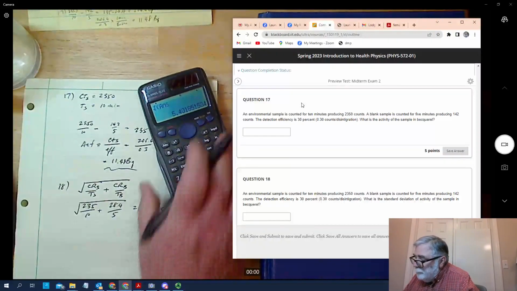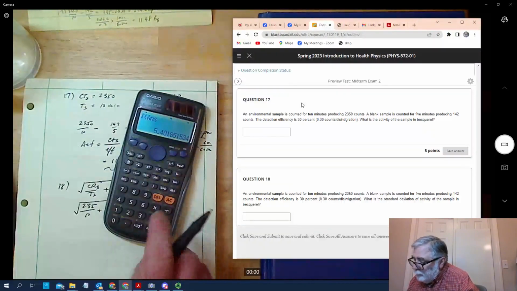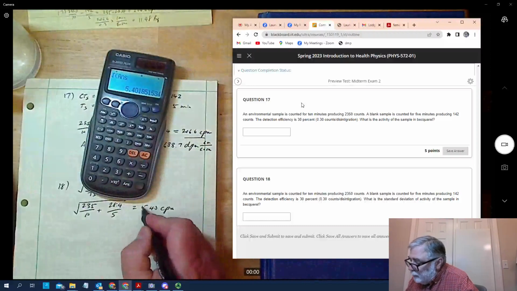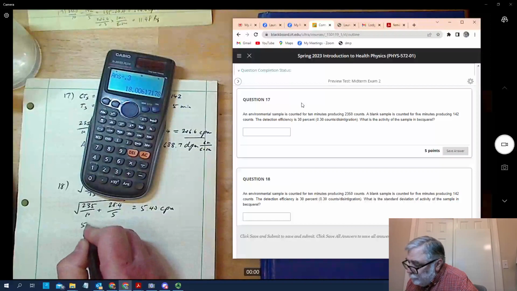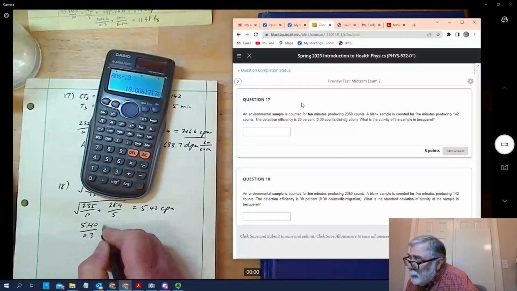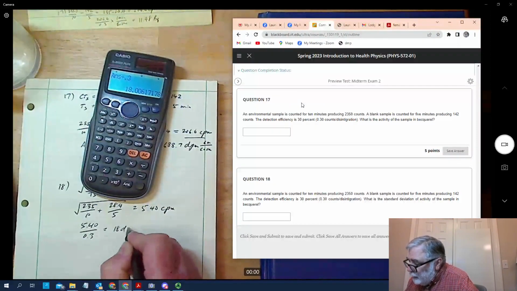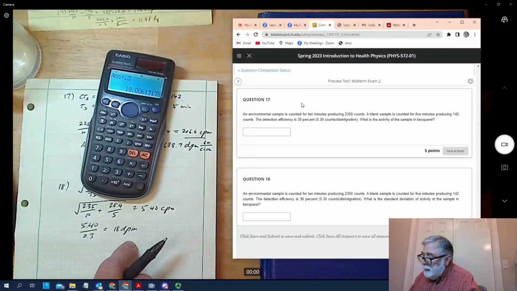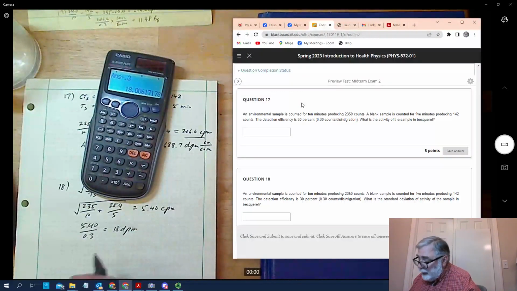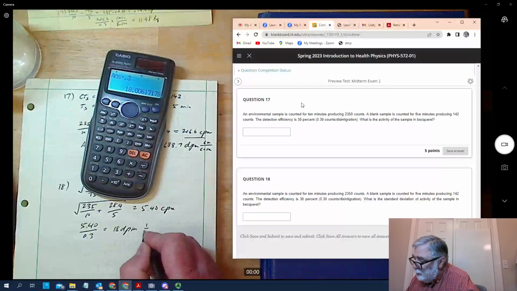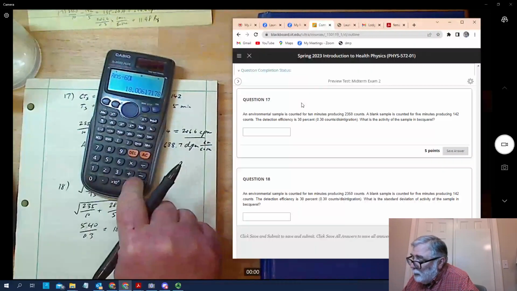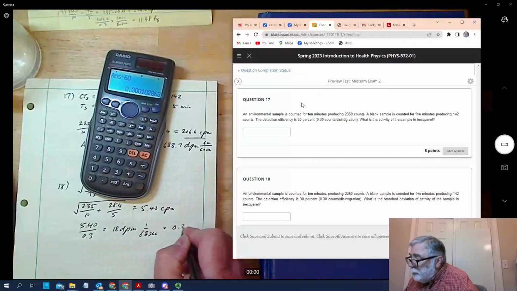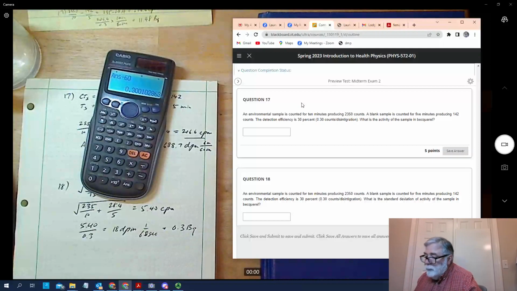That's counts per minute. And then to get the activity in disintegrations per minute, divide by the efficiency, 0.3, and I get 18 dpm. That's disintegrations per minute. And if I want disintegrations per second, again, I divide by 60 seconds, and I get 0.3 becquerel. Okay, and that's the answer.